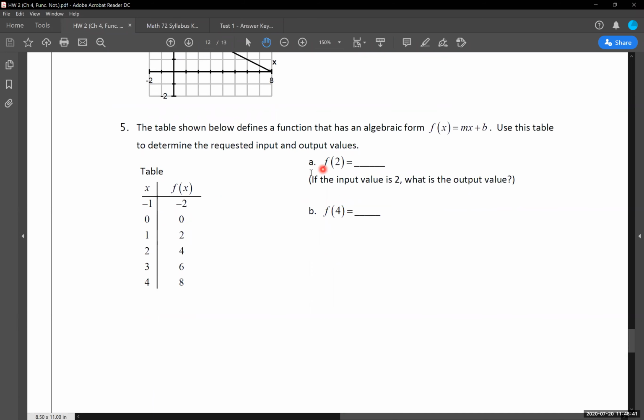So our first one we're being asked about, f of 2 is equal to what? So the input value is 2, which is what it's defined as here. What is the corresponding output value? So again, identify x as our inputs, f of x is our output values. So our input is 2, so I find 2 in my input column. What is its corresponding output value? 4. So I write in for our answer for part A. What is f of 2? Well, f of 2 is going to equal 4.